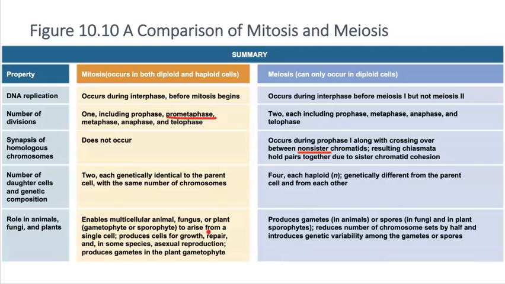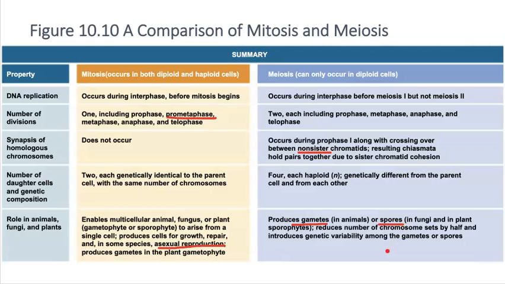And then, of course, the role of mitosis in multicellular animals, in fungi, and plants. They're used for growth, repair, and some species do use it for asexual reproduction, like I showed you with that hydra, or some plants do it that way. But it's growth, repair, and that's mostly it. For meiosis, we're talking about gametes and/or forming spores.